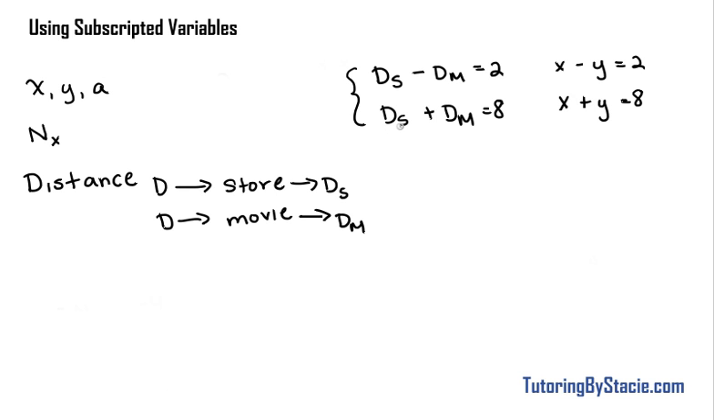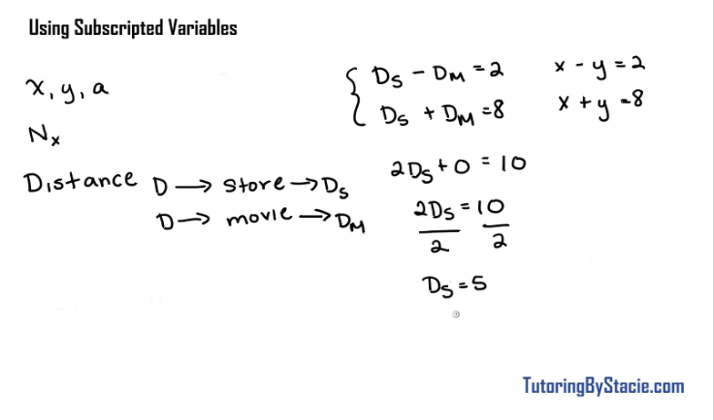And so d sub s plus d sub s is 2d sub s. Negative d sub m plus d sub m is 0. And 2 plus 8 equals 10. So we have 2d sub s equals 10. We divide both sides by 2, and we get d sub s equals 5.